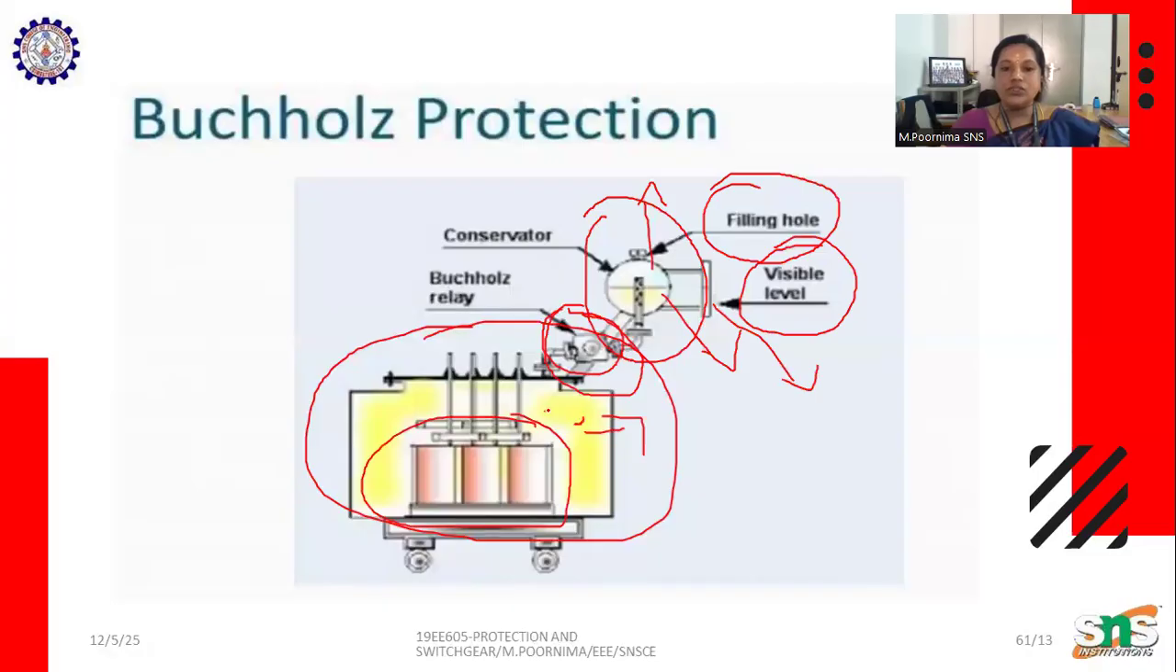When bubbles occur due to a fault in the transformer, these bubbles move through the Buchholz relay and go toward the conservator. During that time, we have an alarm system. When the alarm is indicated, we know some fault has occurred in the transformer, which may damage the transformer. It may be a winding fault, whatever the fault. This type of alarm is an alarm indication.